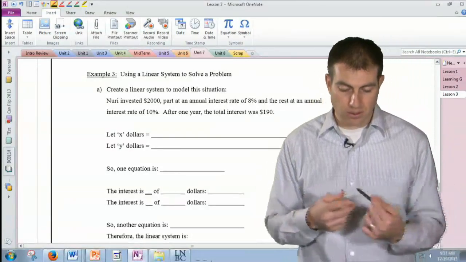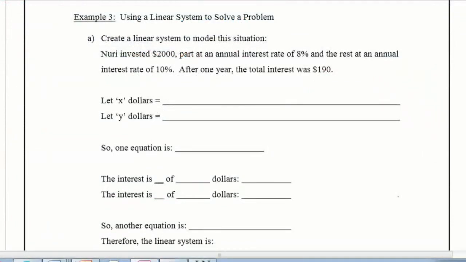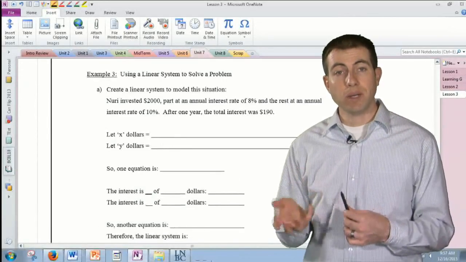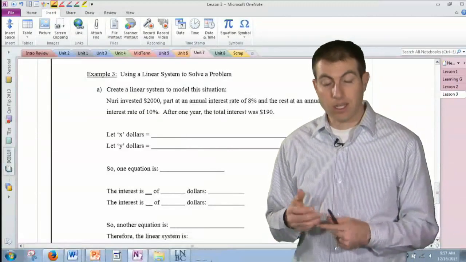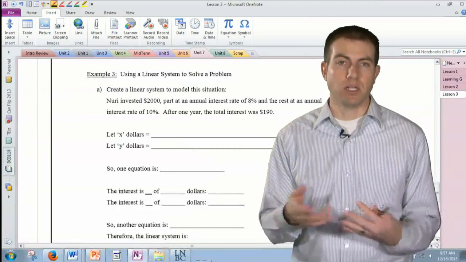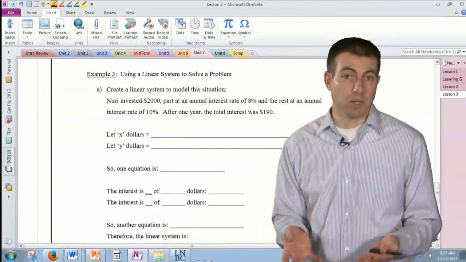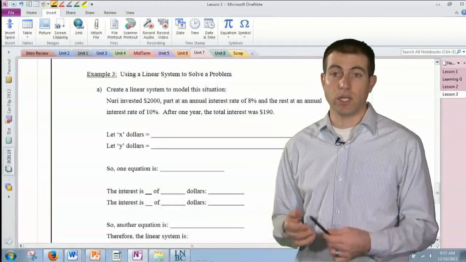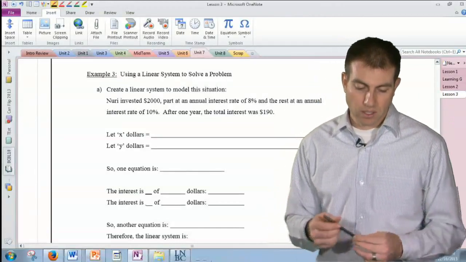Nuri invested $2,000 at an annual interest rate of 8%, and the rest at a rate of 10%. After 1 year, the total interest was $190. So the idea here is we have two amounts of money. One's invested at 8%, one's invested at 10%. We know how much money we invested in total, but we don't know how much at each percentage, and then we know how much money we made or earned in the year. So let's see if we can come up with a system of equations to kind of model this question.